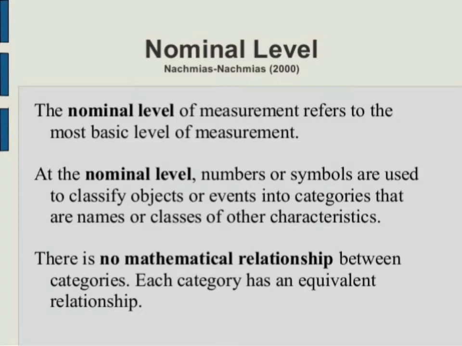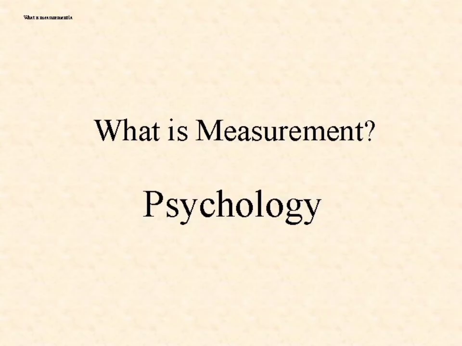Thus, in nominal measurement, the members of any two groups are never equivalent, but all the members of any one group are always equivalent. And this equivalence is reflexive, transitive, and symmetrical.